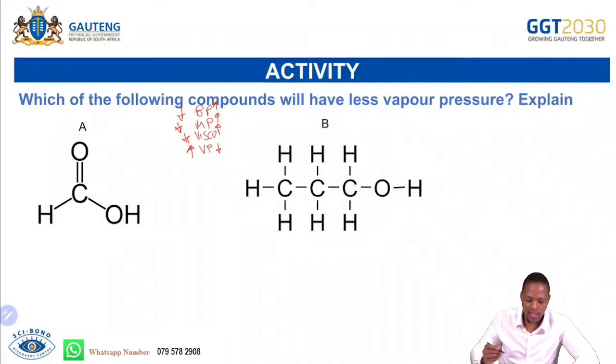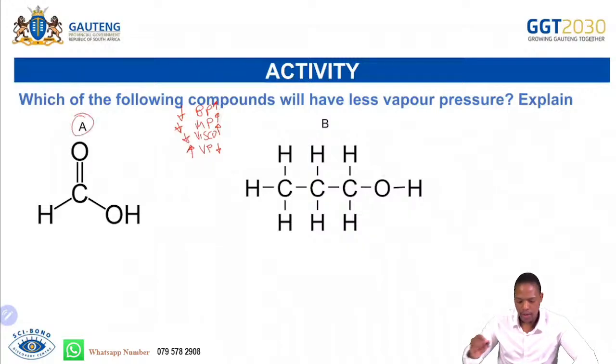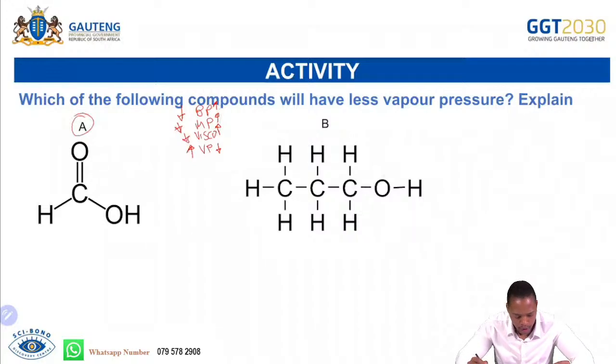So which one is that? It must be this guy here, compound A. It must be compound A having a less vapor pressure there. Why will compound A have a less vapor pressure? Let's look at our factors. Are we looking at a factor where they are different in terms of the homologous series? Yes, in this case, they are different in terms of the homologous series. One is a carboxylic acid, one is an alcohol.